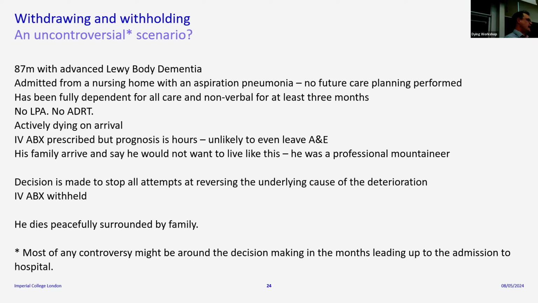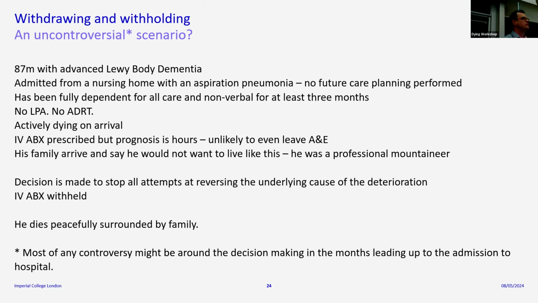So I'm going to present this scenario. An 87-year-old with advanced Lewy body dementia, admitted from their nursing home, where they've been for a couple of years, with an aspiration pneumonia. No future care planning. No one's thought about whether they would want to come in or whether that was the right thing to do. They've arrived. You're in A&E, looking at them. They've been fully dependent for all care and non-verbal for the last 3 months.